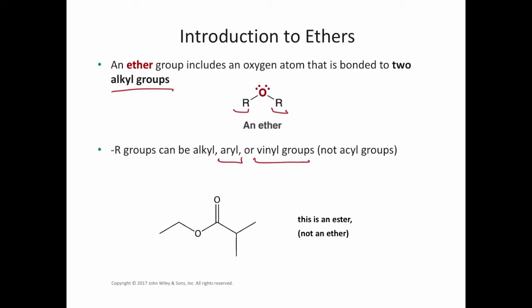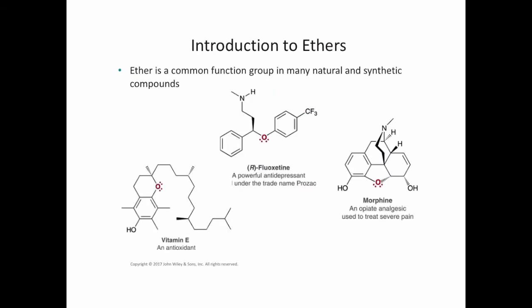So notice this oxygen's connected to a carbonyl carbon. That's not an ether, that's an ester. However, if we got rid of that carbonyl, that would be an ether. So it needs to be bonded to carbons on either side, but also the group cannot be an acyl group.